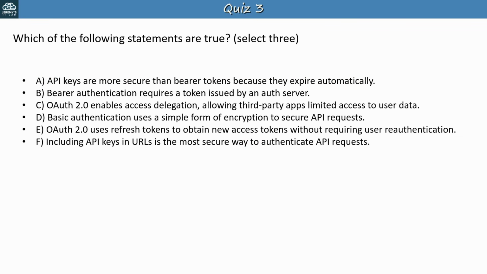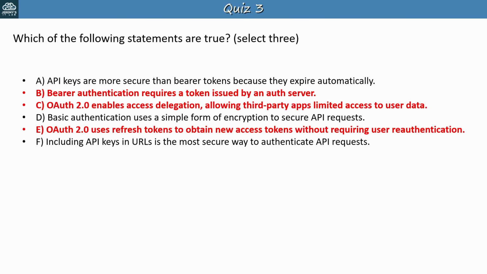Here's question 3. Which of the following statements are true? Select 3. Pause the video now to think about your answers. Okay, the answers are B, C, and E. B is correct because bearer authentication does require a token. The term bearer refers to this bearer token. C is correct because OAuth 2.0 enables access delegation, as we covered in the previous quiz question. And E is correct because instead of requiring user authentication every time the access token expires, a refresh token can be used to automatically obtain a new access token.